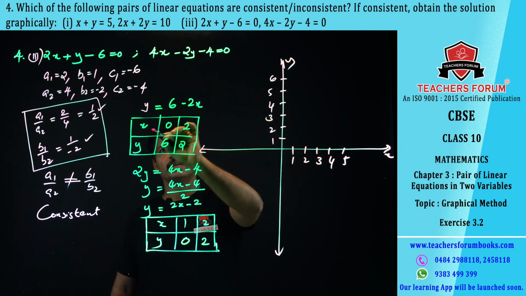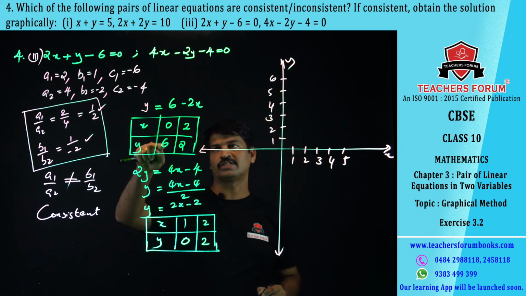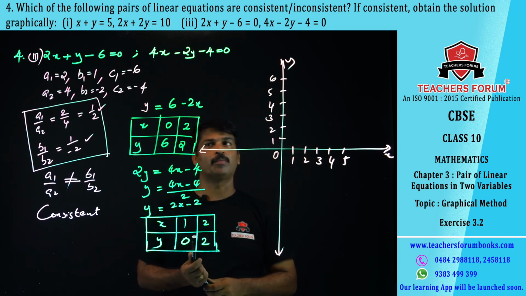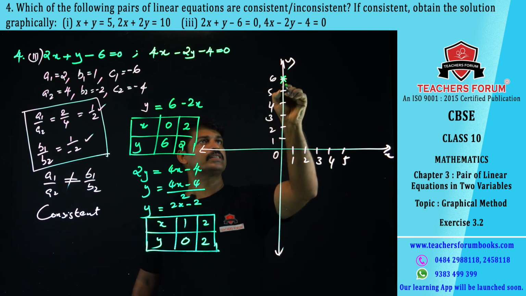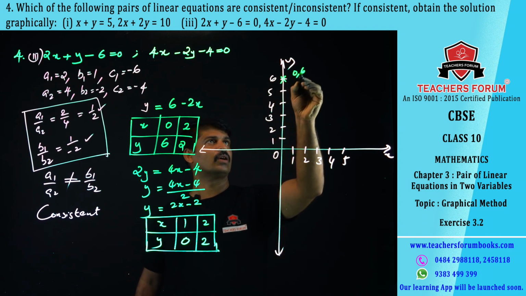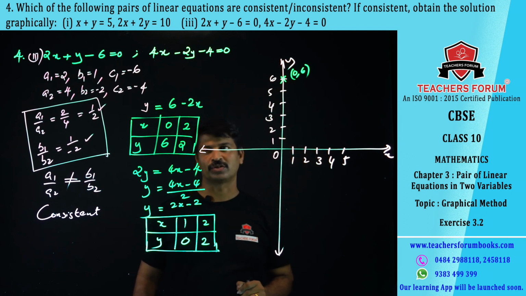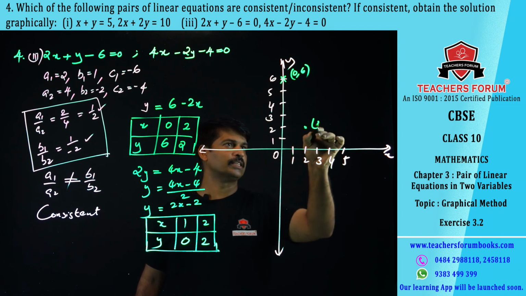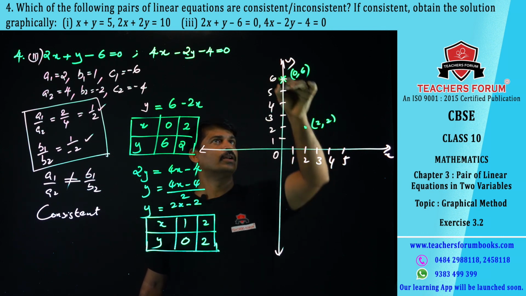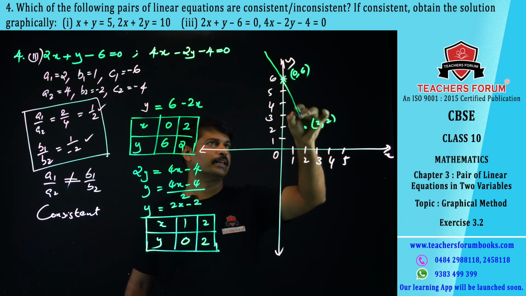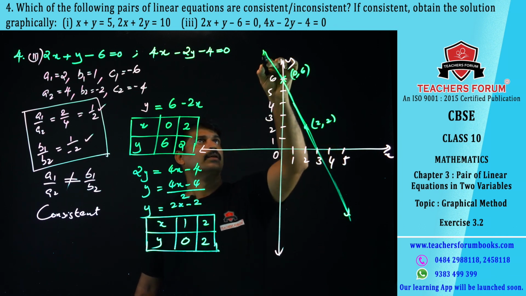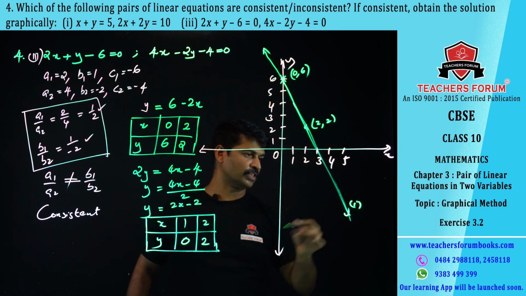For the first one, (0, 6) is the first coordinate. The x coordinate is 0 and the y coordinate is 6. The point (0, 6) will be here. The second is (2, 2): the x coordinate is 2, and the y coordinate is also 2. So this is the point (2, 2). Now you can draw the graph here, and you will get a straight line like this. This is the graph for the first equation.